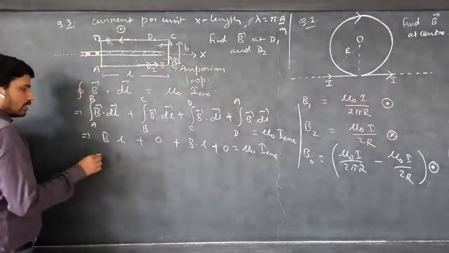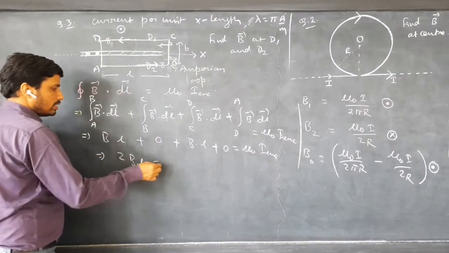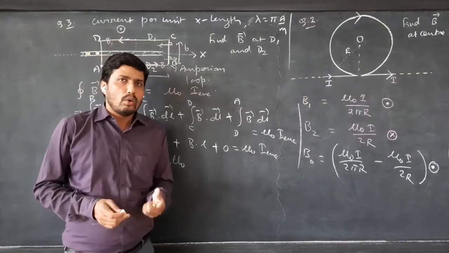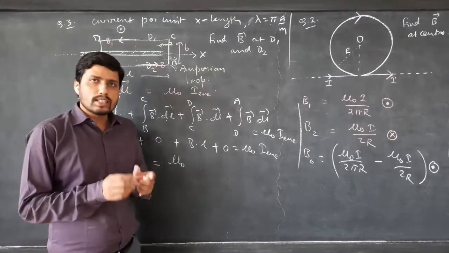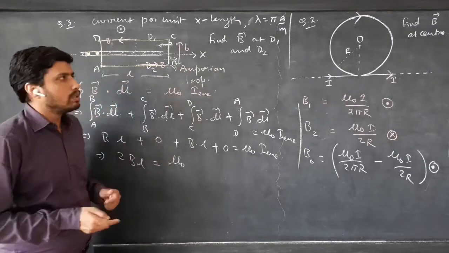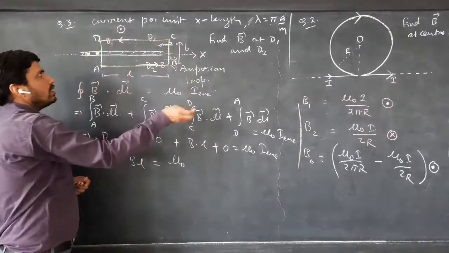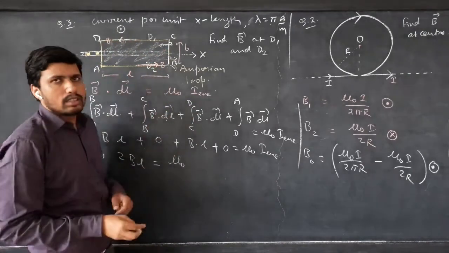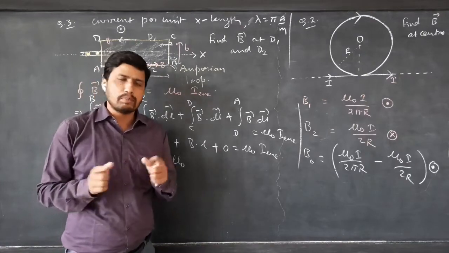So BL and BL occurs twice. So we have twice of BL is equal to mu naught times now I enclosed. I enclosed is the total current that pierces through the surface enclosed by the Amperian loop. This is our Amperian loop. Let us choose this rectangular surface, flat surface, as the surface enclosed by the Amperian loop.